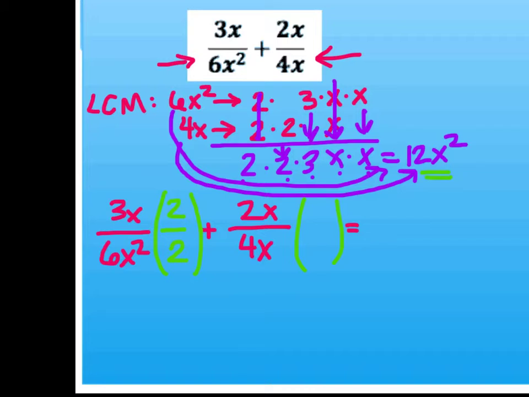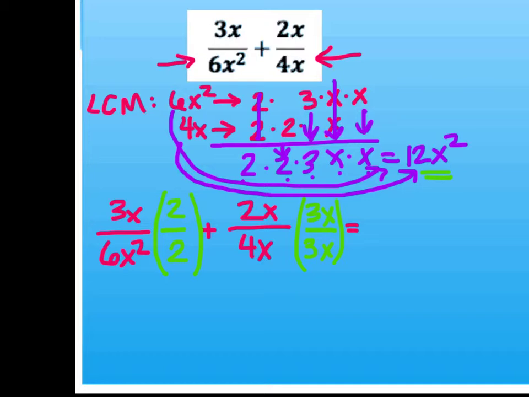And we have the 2x over 4x, so we need to do the same thing. We need to multiply by an equivalent form of 1. So how do I get 4 to become 12? Well, I need to multiply by 3. How do I get x to become x squared? I need to multiply it by x. I'm going to do that on the top and the bottom.